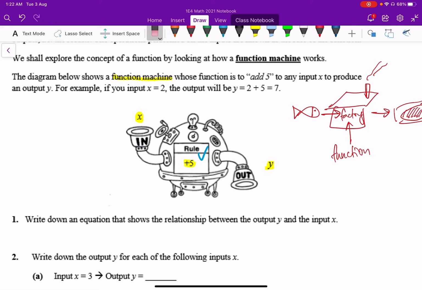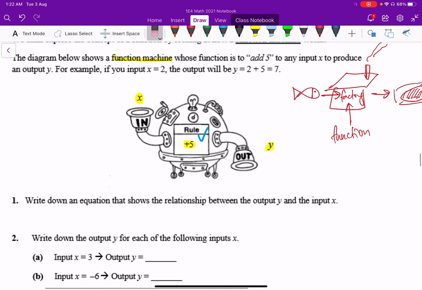I can change the rule to -5. I can even change the rule to ×6. I can even change the rule to divide by 1000. The rule can be anything. But the idea is whatever number you put in, you apply the rule, it will come out as a different number. But sometimes when you apply the rule, it might still be the same number, because you can have very, very complicated functions.